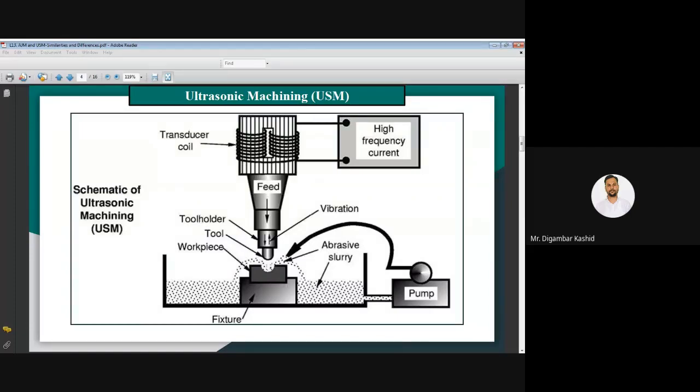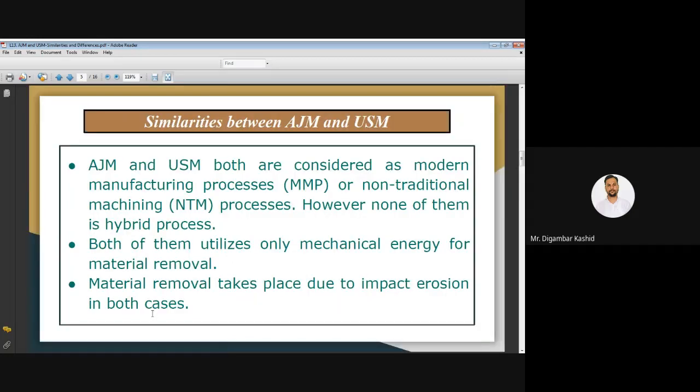Okay, and in between your tool and your workpiece a small gap is there, and in between that gap you have to give the abrasive slurry. Now again, what are the similarities? As we know, both are considered modern or advanced or non-conventional processes. Okay, both are mechanical energy based processes.